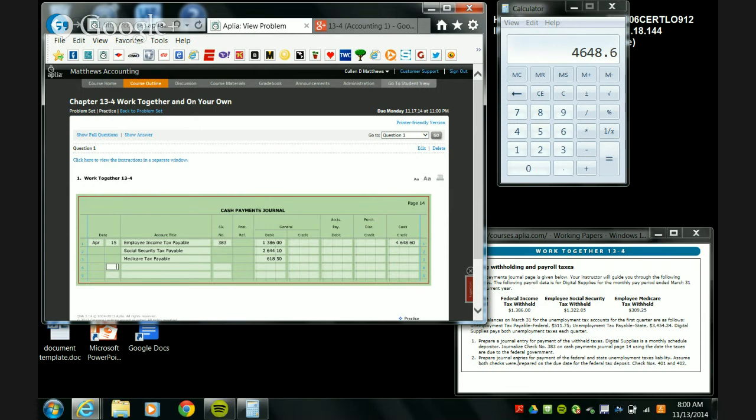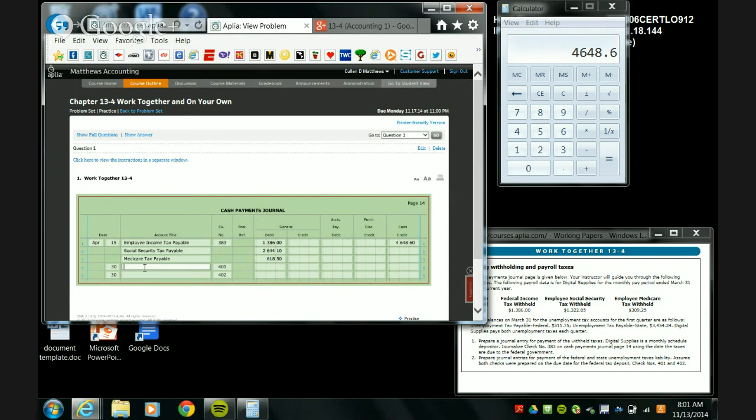All right, now the next one here is to prepare journal entries for the payment of federal and state unemployment tax liability. Assume that both checks are prepared on the due date of the federal tax deposit. So it gives us here 401 and 402. Okay, the date that we are going to use on this is April 30th, because on these we get a whole month to pay them. So for unemployment, we get a month. For employee income tax, Social Security, and Medicare, we get 15 days after when they're due.